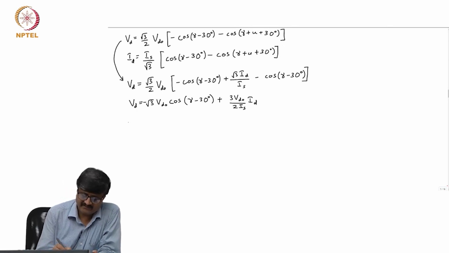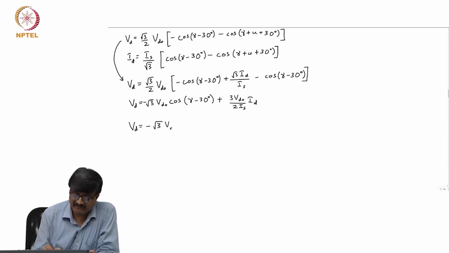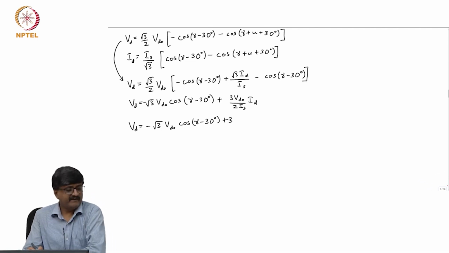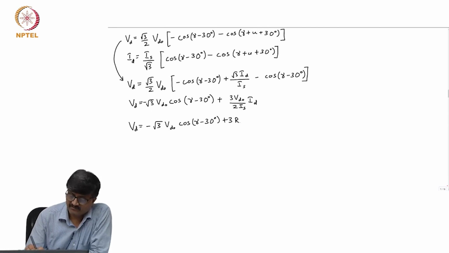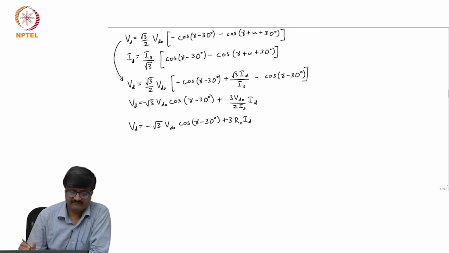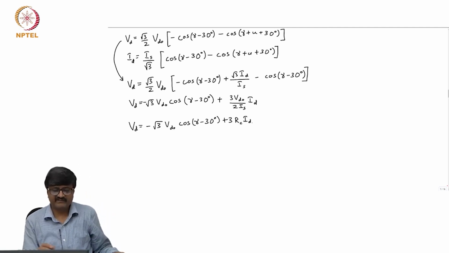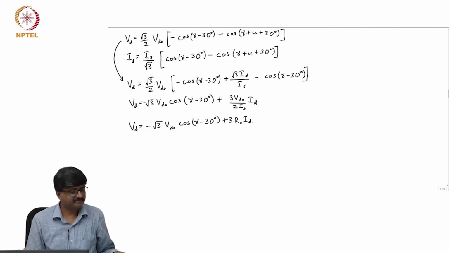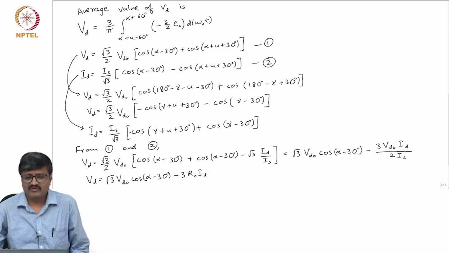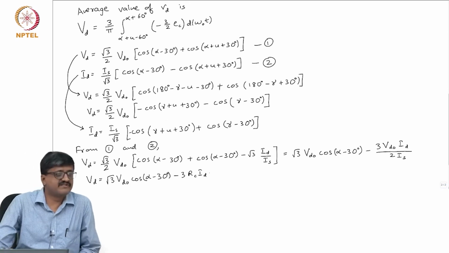So, I can write this as VD is equal to minus root 3 VDO cos gamma minus 30 degrees plus 3 times, we have defined a quantity RC, which is VDO by 2IS. So, this is 3 RC ID. This is an equation that relates VD, VDO, RC and ID and gamma. These are the equations for the abnormal operation corresponding to 3 and 4 valve conduction mode.